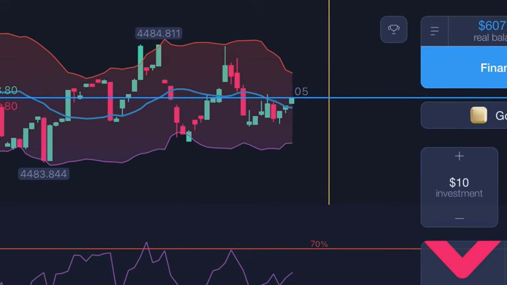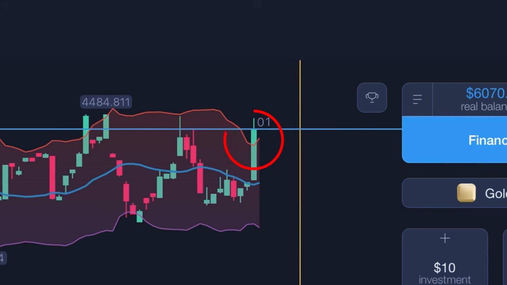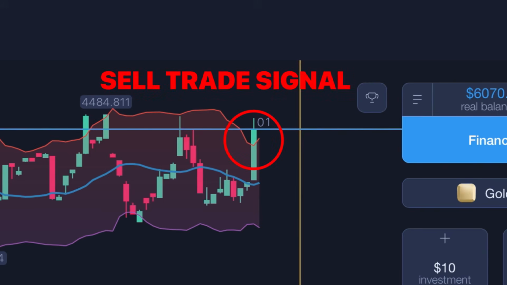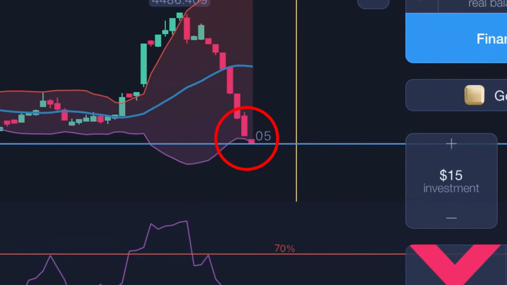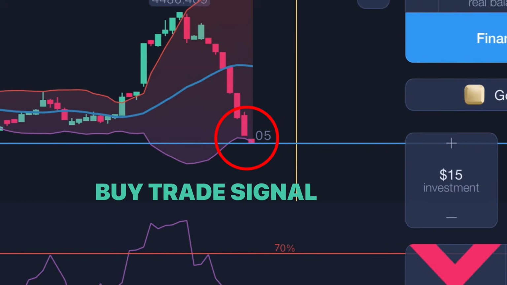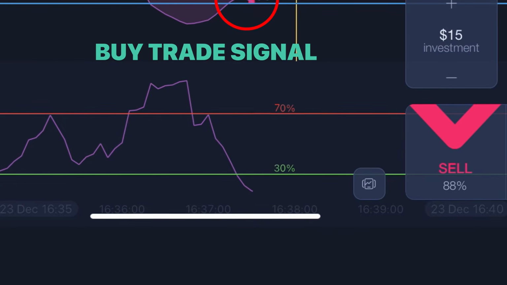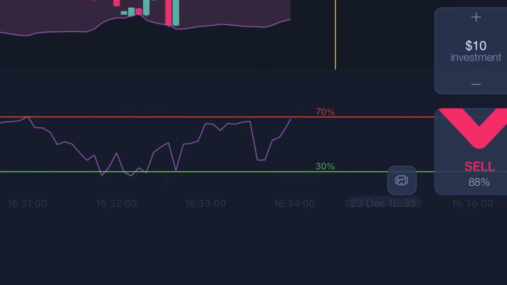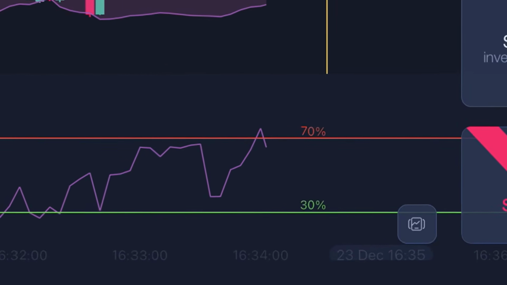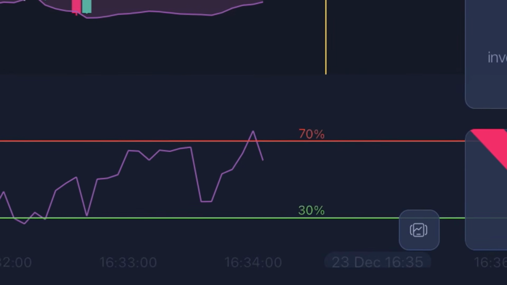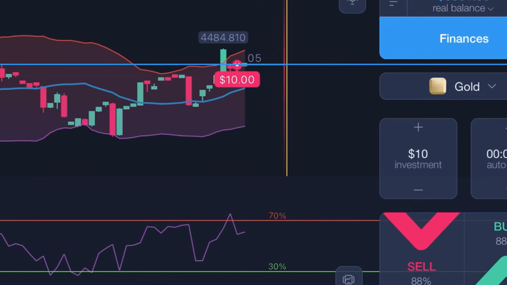First, we wait for the price to touch or go past one of the Bollinger Bands. If the market touches or goes past the top band, that's a signal for a sell trade. If the market touches or goes below the bottom band, that's a signal for a buy trade. Once this happens, we then look at the RSI indicator for confirmation. To confirm a sell trade, the RSI needs to be above the 70% level, and the price should start changing direction from an upward move to a downward move. As soon as both conditions are met, we can enter the market with a sell trade.